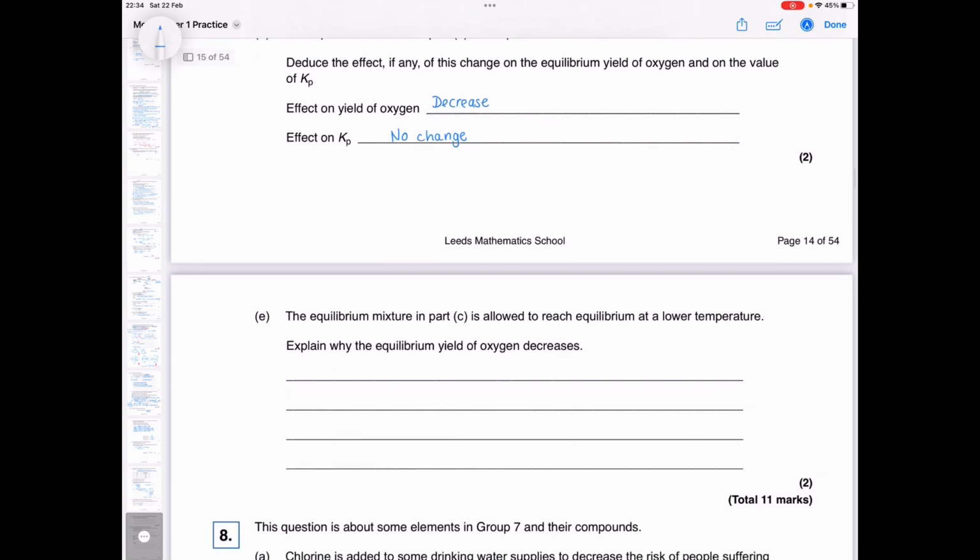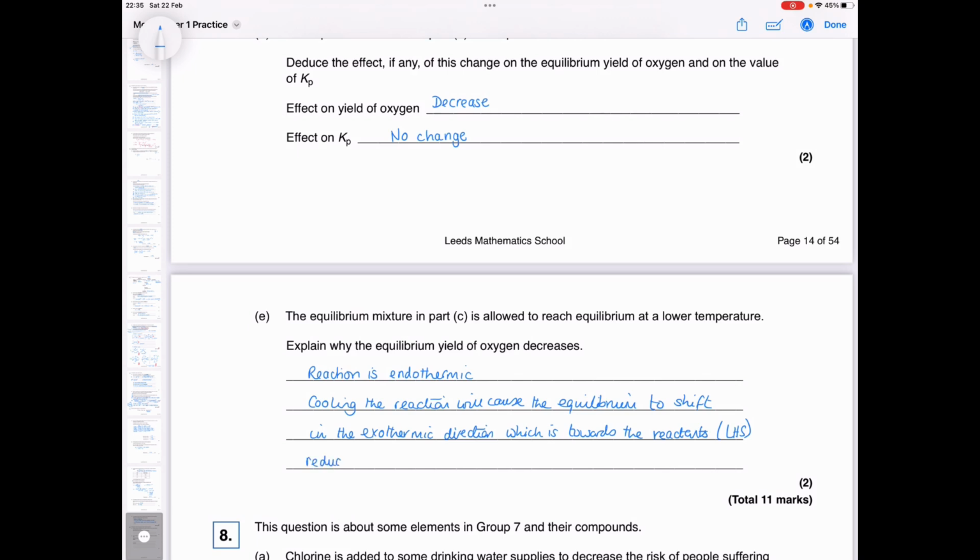So the reaction is endothermic, cooling the reaction will cause the equilibrium to shift in the exothermic direction, which is towards the reactants, which is the left-hand side, and that will reduce the yield of oxygen.